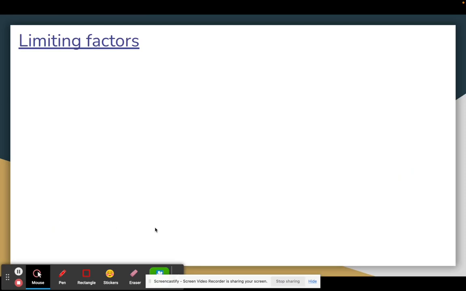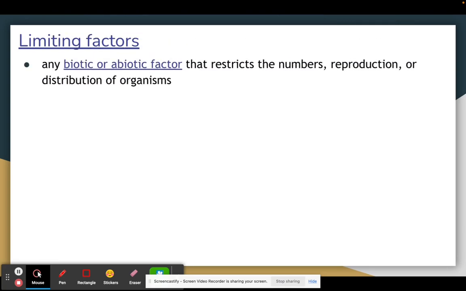So, limiting factors are something that is going to help a population be controlled in an area. Basically, they are any biotic, so living, or abiotic, or non living factors that restrict the numbers, reproduction, or distribution of organisms. So, let me give you some examples of these limiting factors that could occur here.